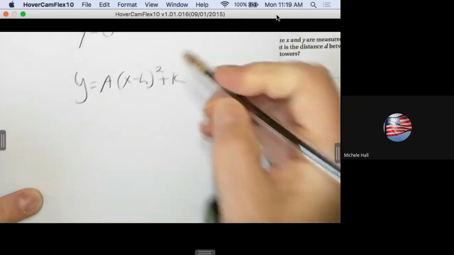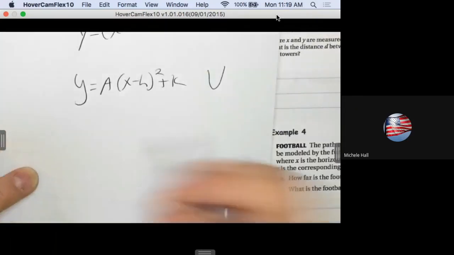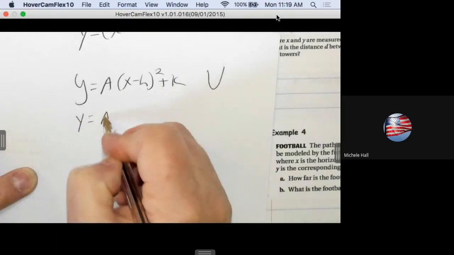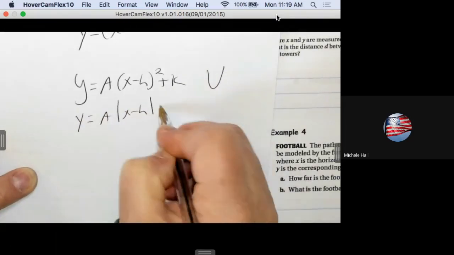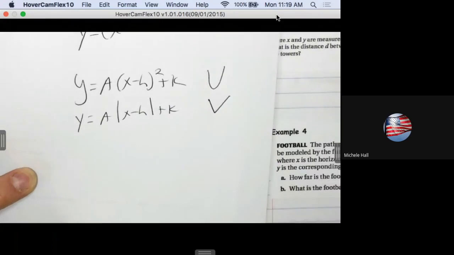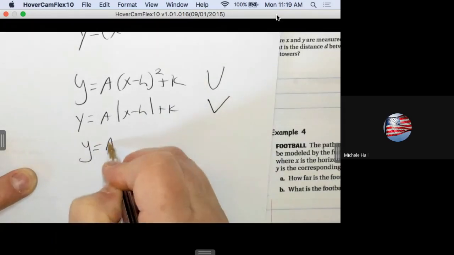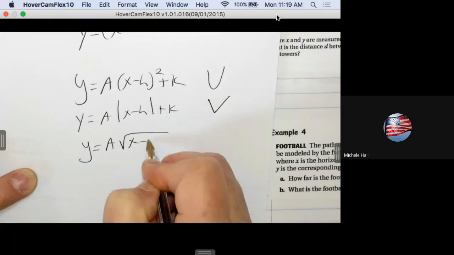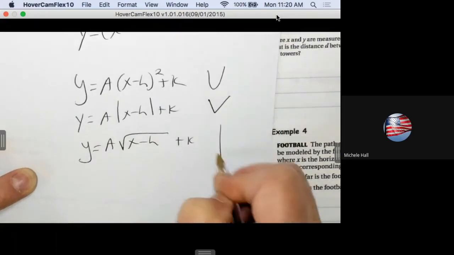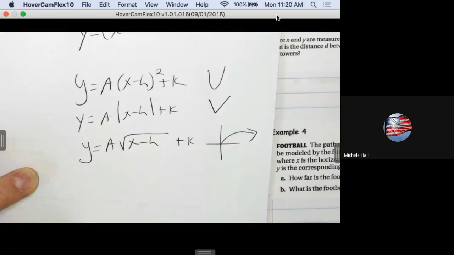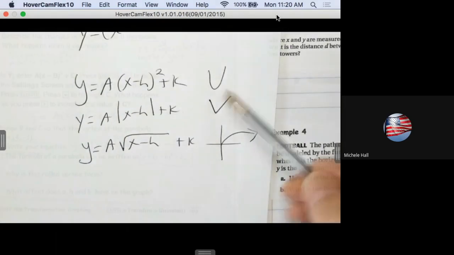This is a parabola. Okay, I can do the same thing for an absolute value, a times the absolute value of x minus h, plus k. I can do this for a square root. That would be y equals a times the square root of x minus h, plus k. So this formula is used for every single function. This is a basic formula for all functions and where they're centered at.